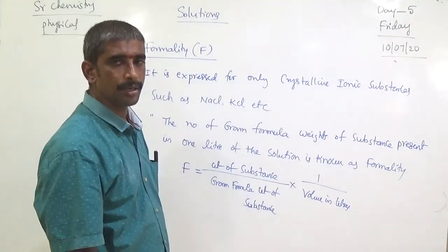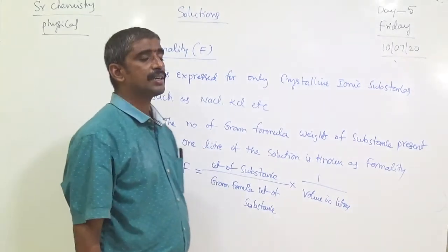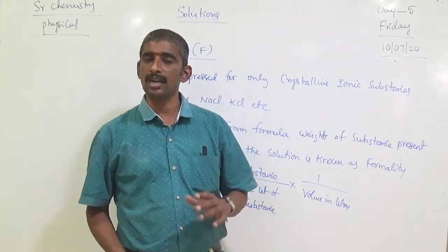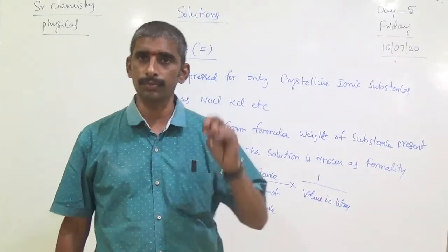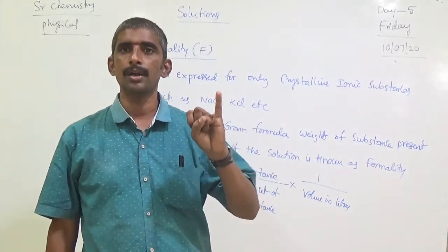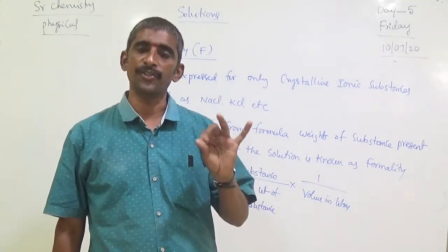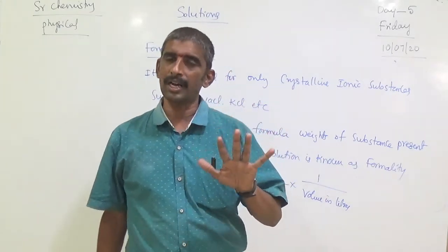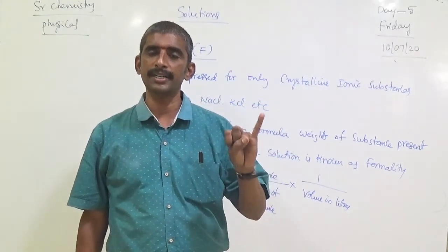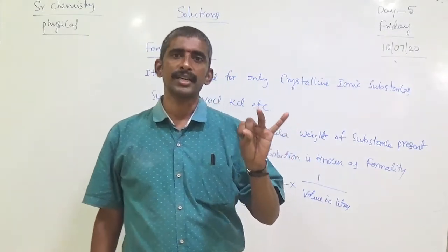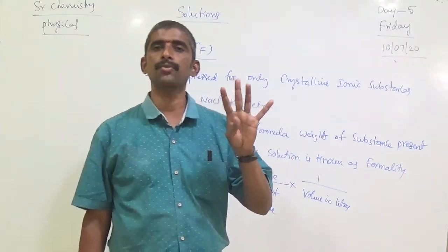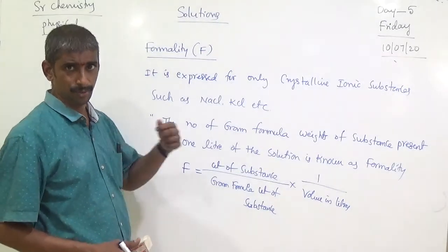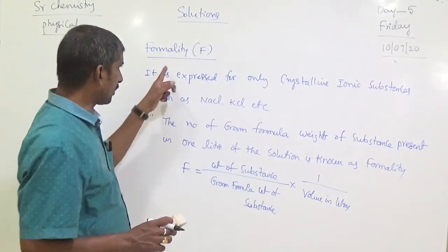So these are all concentration terms. Problems I will explain after that. The concentration terms: first weight percent, volume percent, weight-volume percent, ppm (parts per million), molarity and normality, mole fraction, next molality, and the last one is formality. After that I will give problems. Formality symbol is capital F.